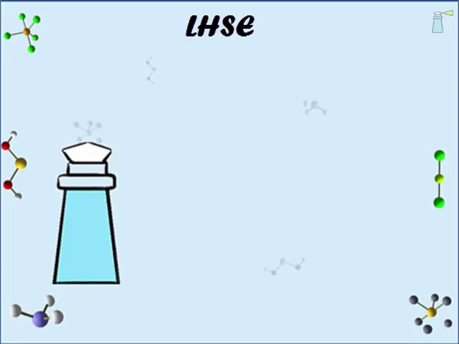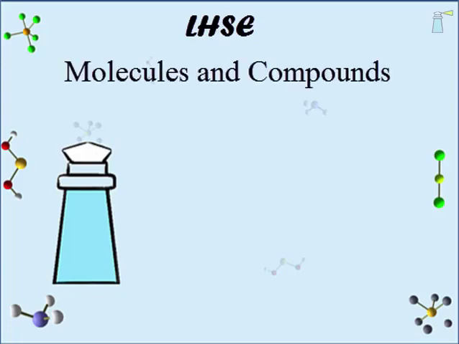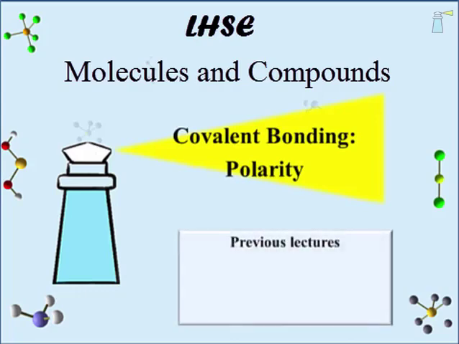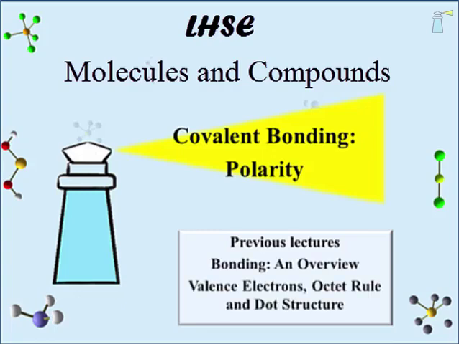Lighthouse Scientific Education presents a lecture in the Molecules and Compound series. The topic? Covalent bonding, including a discussion on polarity. Material in this lecture relies on an understanding of the previous lectures: bonding in overview, valence electrons, octet rule, and the dot structure.